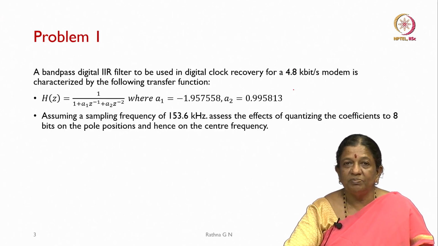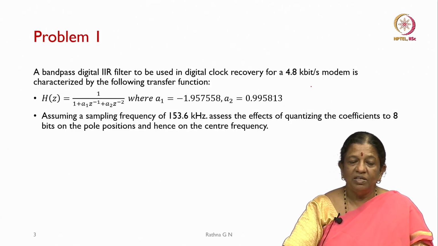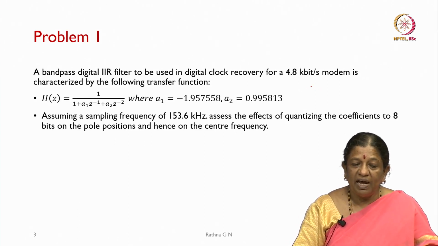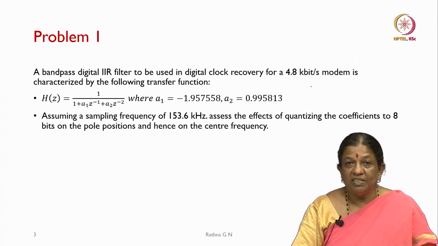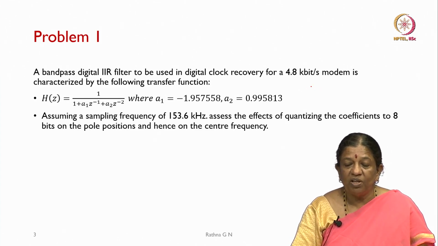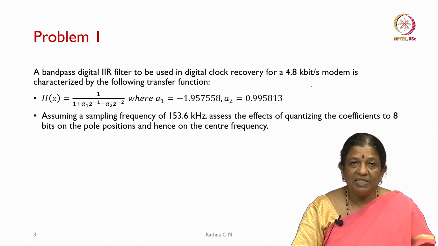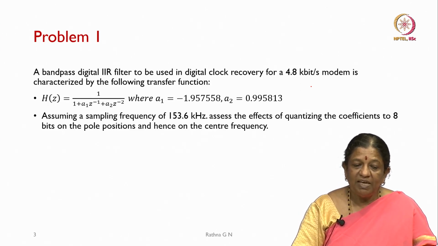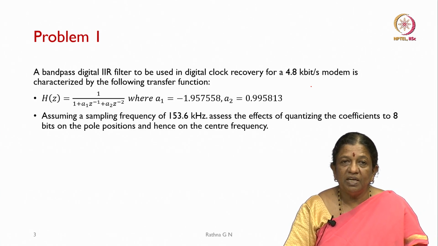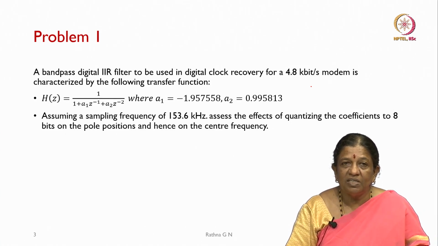Coming to the transfer function, we are going to design a bandpass IIR filter to be used in our digital clock recovery for a 4.8 kilobits per second modem, which is characterized by the following transfer function. H of z is equal to 1 by 1 plus a1 z to the power minus 1 plus a2 z to the power minus 2. It should be triggering in your mind that this is just a second order design. In this case you have been given the values of a1 and a2.